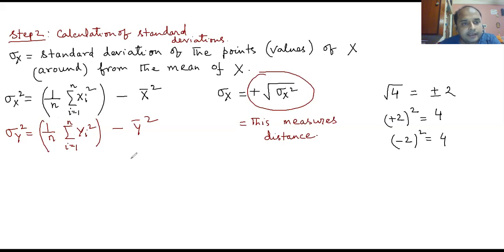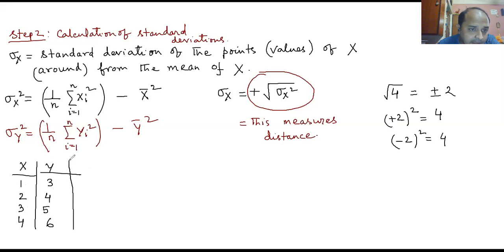Okay, and for this I'm going to make the chart once again. The values of x were 1, 2, 3, and 4, and the values of y were 3, 4, 5, and 6. And you see, we have a term like x squared, so I need to square the items present in x.